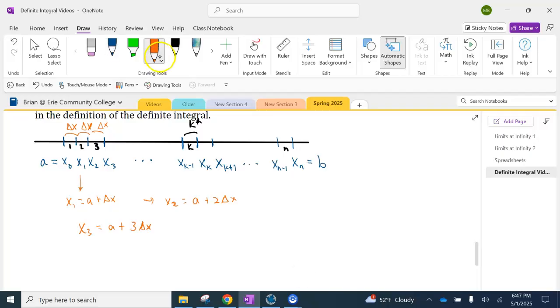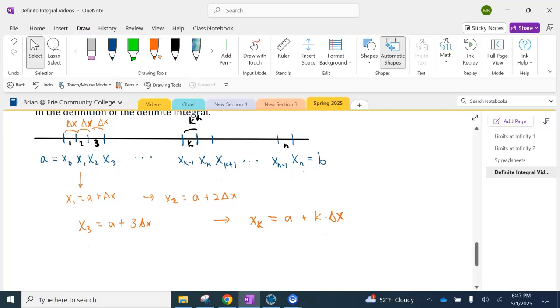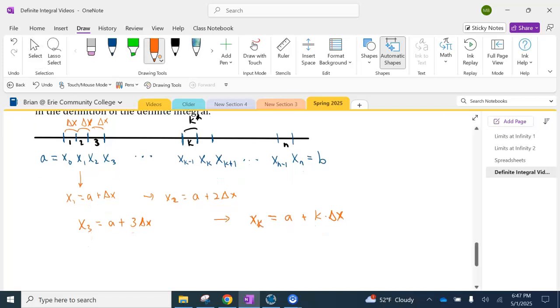Following the same pattern we've seen for x1, x2, and x3, x sub k, which is going to be the right endpoint of the kth subinterval, is going to be a plus k times delta x. So we're going to take k steps of size delta x to get to the right endpoint of the kth subinterval.